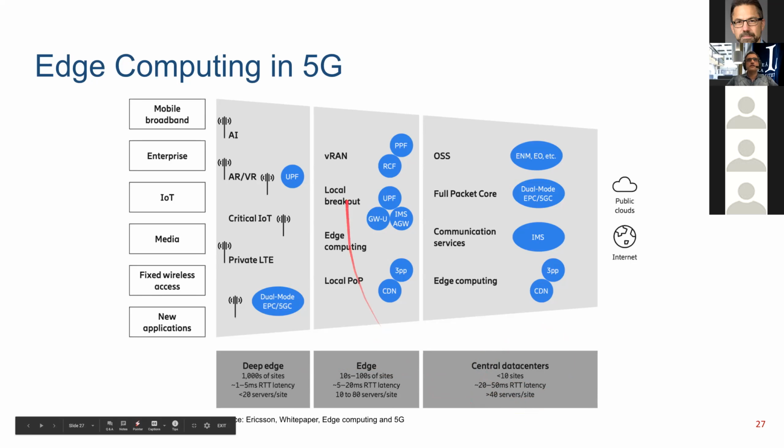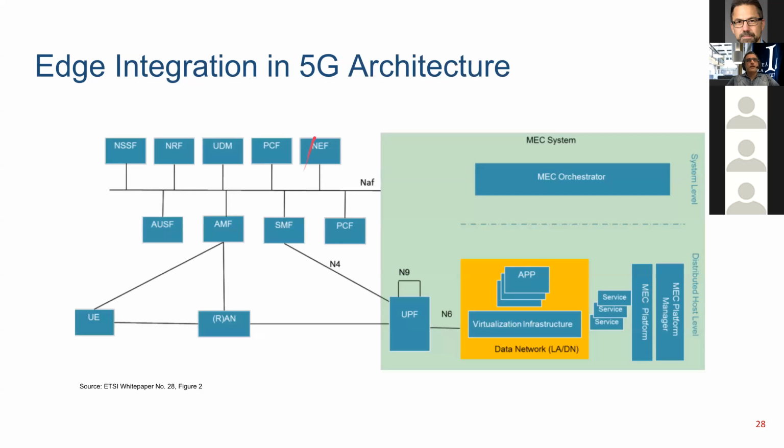When we go to the virtual LAN, the breakout here is going to be 5 to 20 milliseconds, and the number of servers is going to be 10 to 80, for example. Or it's going to be at the radio, at the base station, very close to the edge. They call it deep edge in the white paper. So we're going to have a delivery of 1 to 5 milliseconds. So this is the service-based architecture in 5G.